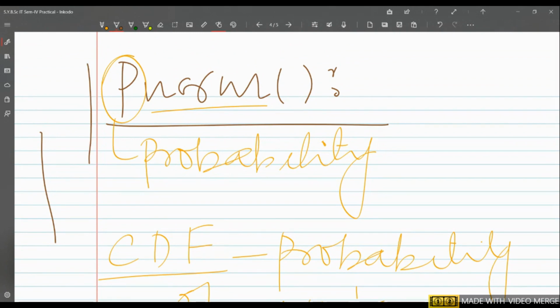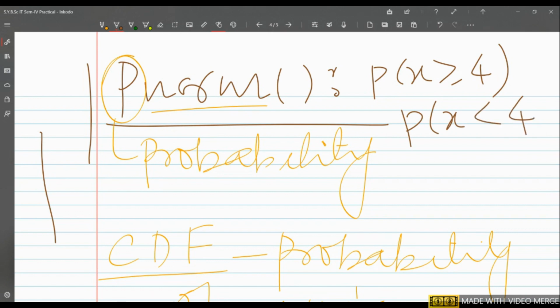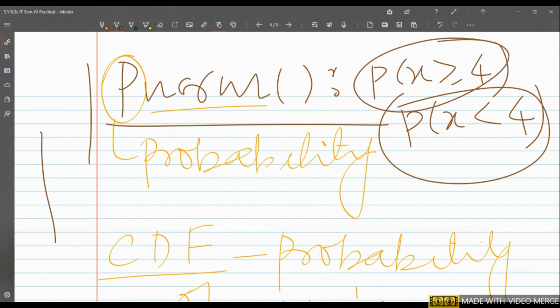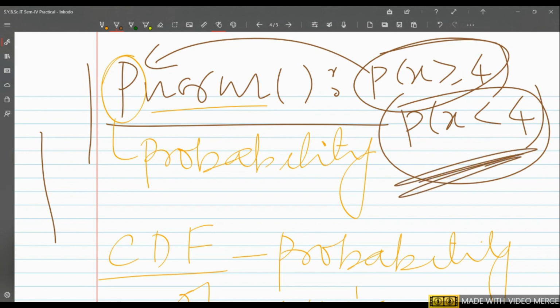Now I have to draw attention to a point, here with pnorm. Whenever in statistics we find the probability of x greater than or equal to 4, or the probability of x less than 4, or the probability of x equal to something, in R Studio we can get the probability of less than only. There is no mechanism in the pnorm function to find the probability greater than or equal to; we always find the probability less than only.